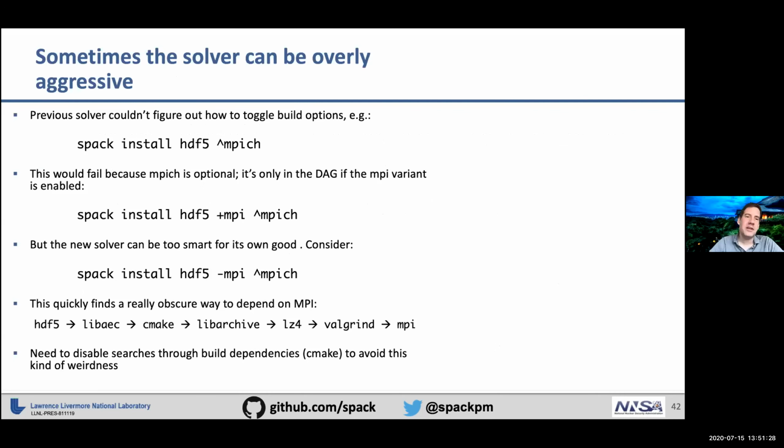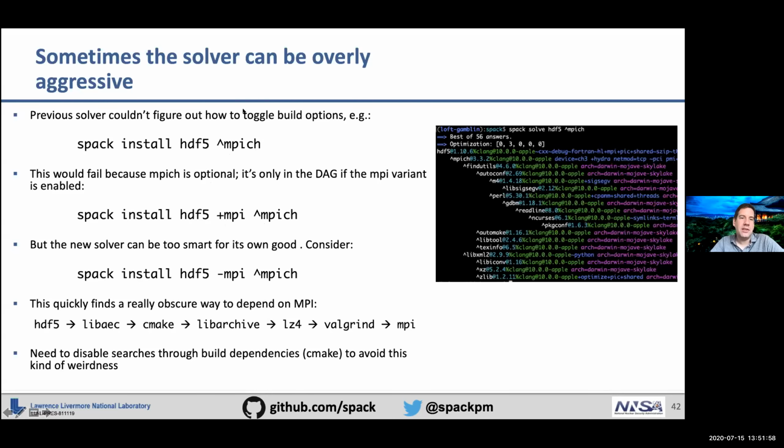And then here's another exciting, weird case that we found. If you've used Spack recently, you may have seen that if you say spack install HDF5 with mpich, you kind of have to help the concretizer along a little bit right now. So you have to say spack install HDF5 plus MPI to say MPI should be on, and then caret mpich, because it's too dumb at the moment to know that MPI has to be on for mpich to be in the DAG. And so this works. I was happy to see this work. This is one of the problems that people complain about a lot.